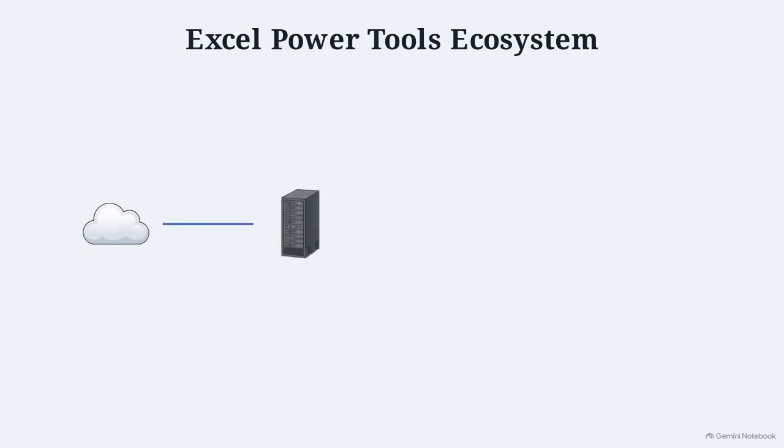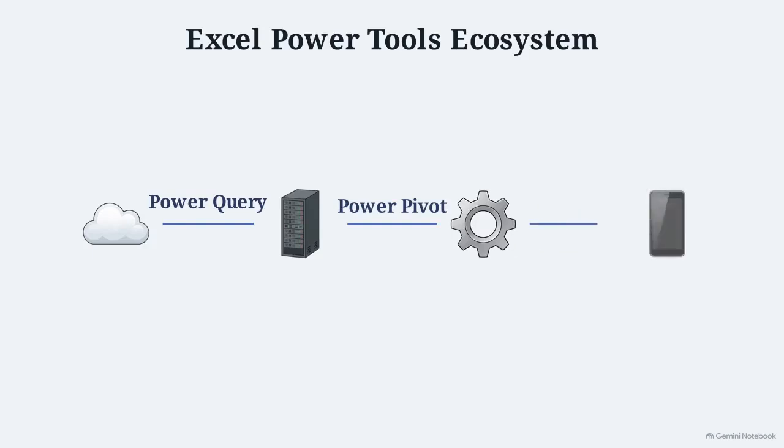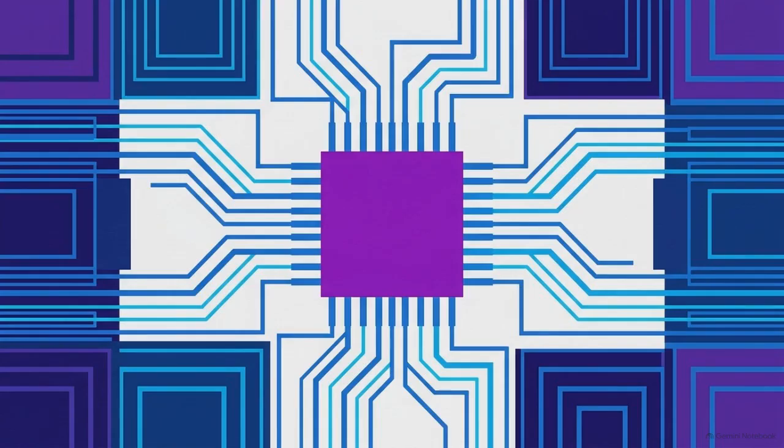Power Query pulls in live data from external web sources. Power Pivot handles the complex relational calculations between multiple tables. Finally, Power BI visualizes those results as interactive charts sent directly to a smartphone. The final accelerator for modern analysis is artificial intelligence, specifically Microsoft Copilot.